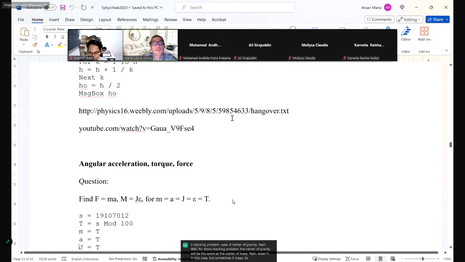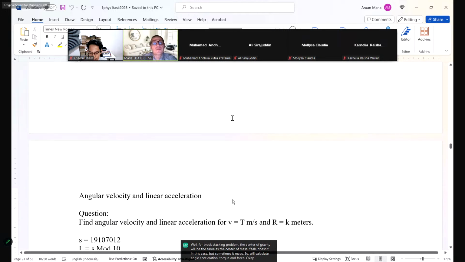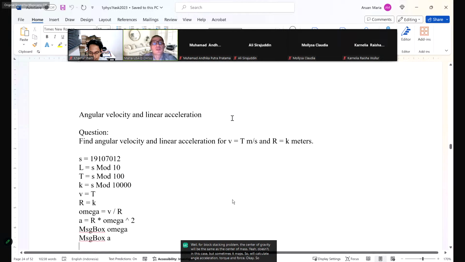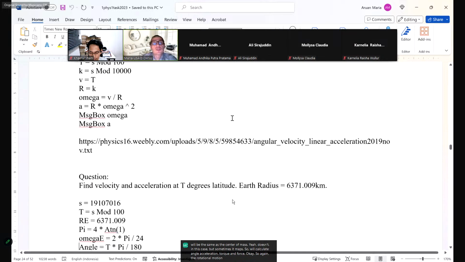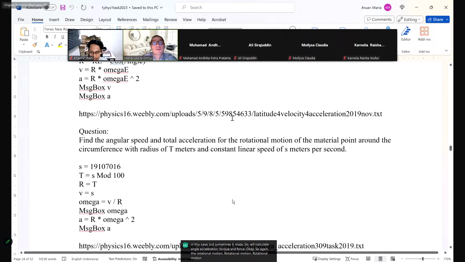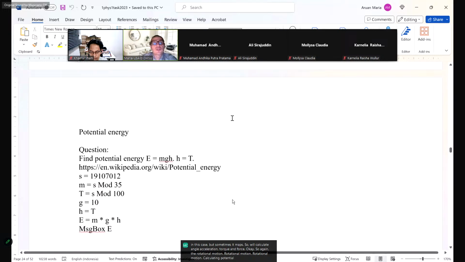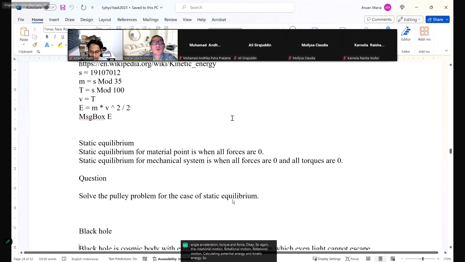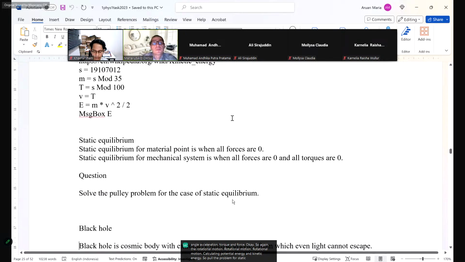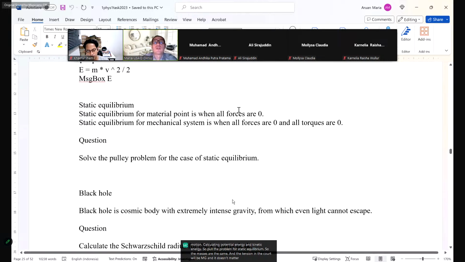So we calculate angular acceleration, torque, and force. So again, rotational motion. Calculating potential energy and kinetic energy. So, pulley problem for static equilibrium. The masses are the same, and the tension in the cord will be mg, and it doesn't matter which m, because both masses are the same, right?